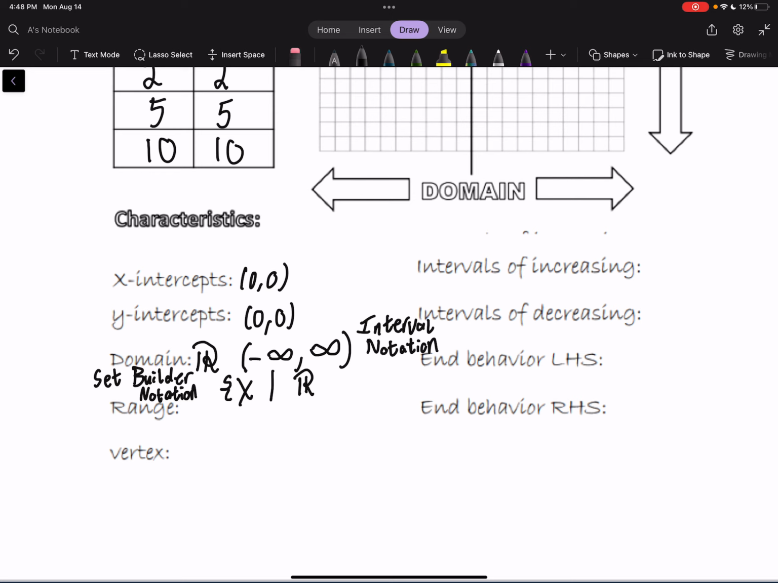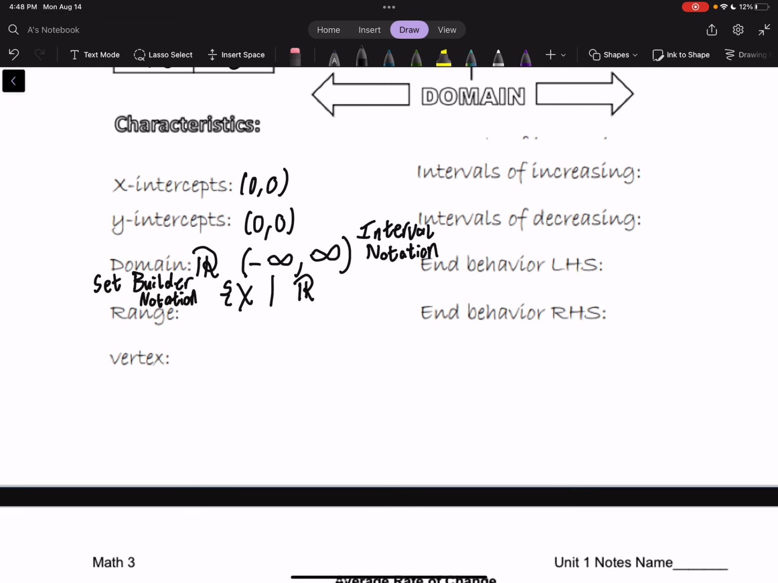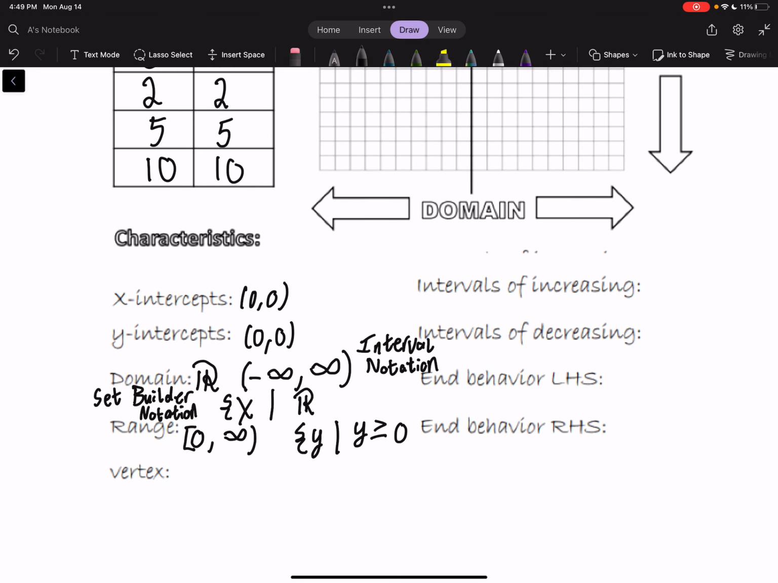So for the range, we have a lowest point, a minimum, at 0 here, and it goes to infinity. So in interval notation, it does touch 0, so we need a square bracket to infinity, parenthesis. In set builder notation, y for the range, where y is greater than or equal to 0. The vertex is just where the point is. It's at the origin.